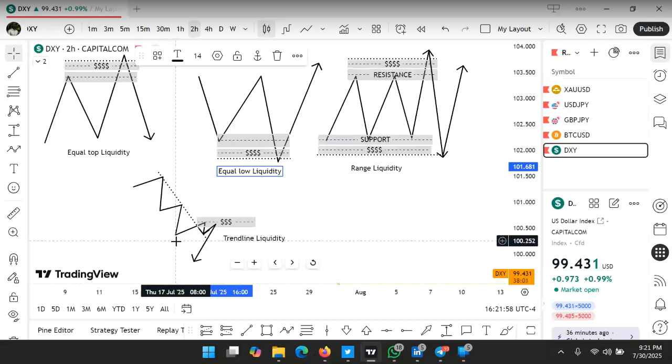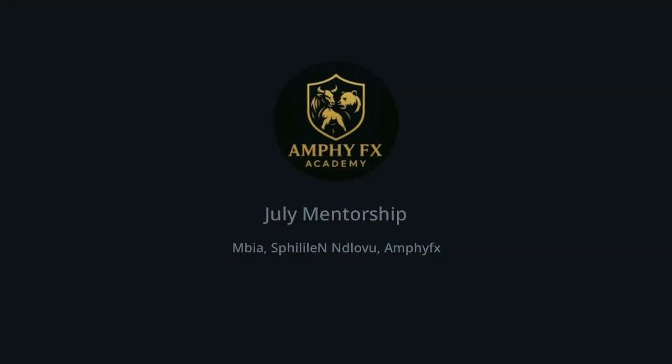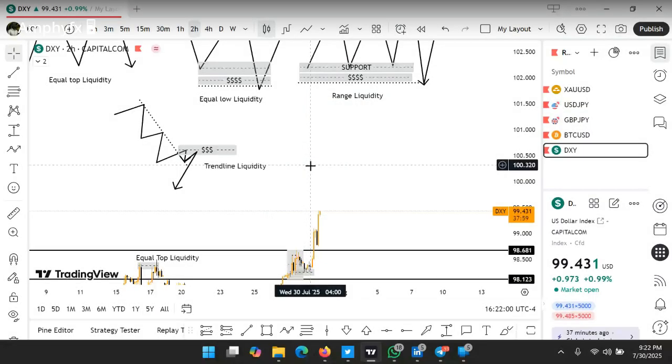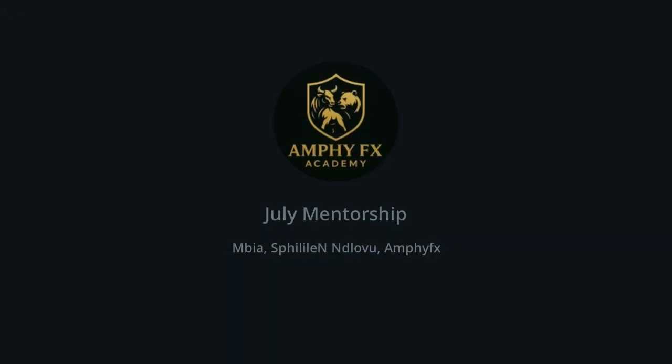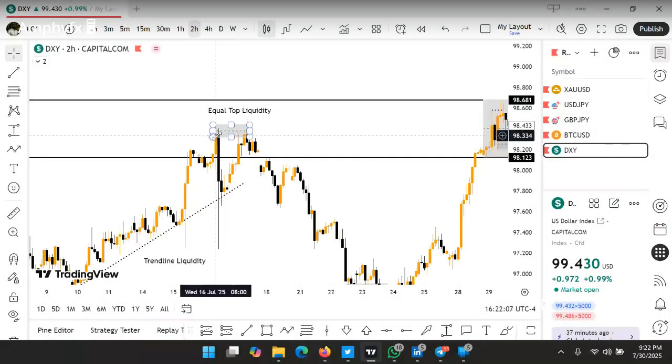Now, let's go to the live chart. Let me show you the example. We have equal top liquidity. See the example here. This is equal highs, right? What do you see? Do you see this long wick, right?